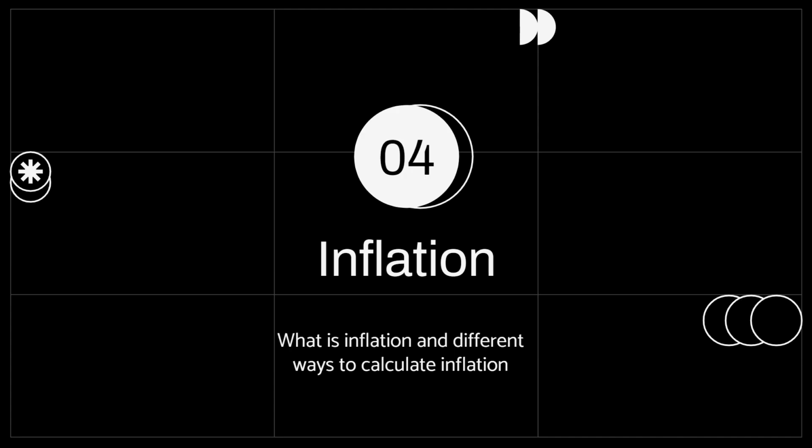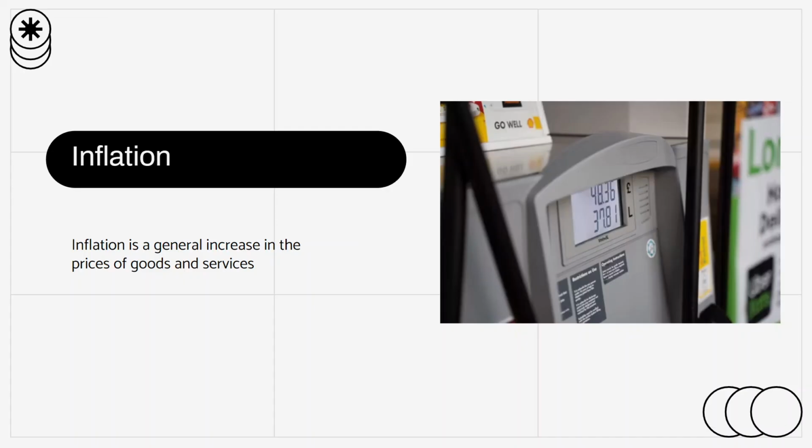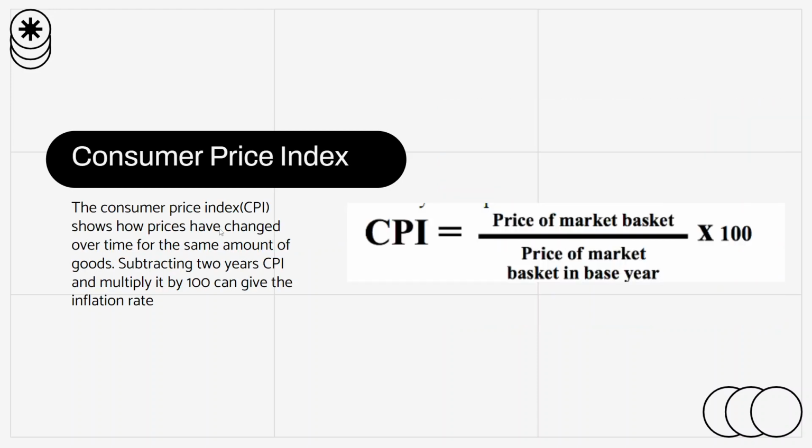So now, topic 4, inflation. What is inflation and different ways to calculate it? Inflation is a general increase in the prices of goods and services. For example, we know that due to the Russia-Ukraine war, gas prices have gone insanely high. That's an example of inflation, where goods and services prices just rise at a certain rate. And there are many ways to calculate this.